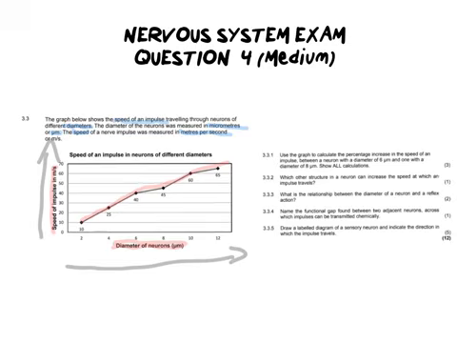So looking into our first question, it says use the graph to calculate the percentage increase in the speed of an impulse between a neuron of 6 micrometers and one with 8 micrometers, and you need to show all your calculations. Now, in order to calculate percentage increase, and the same for percentage decrease, we need to take our two numbers. So let's take them off the graph. At 6 micrometers, we have 40. And at 8, it is 45.